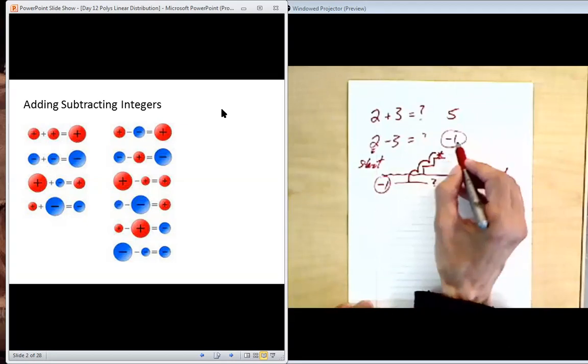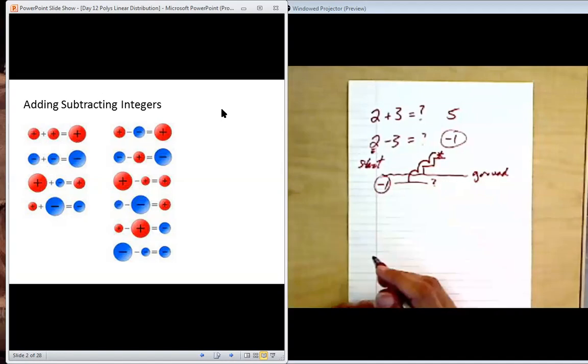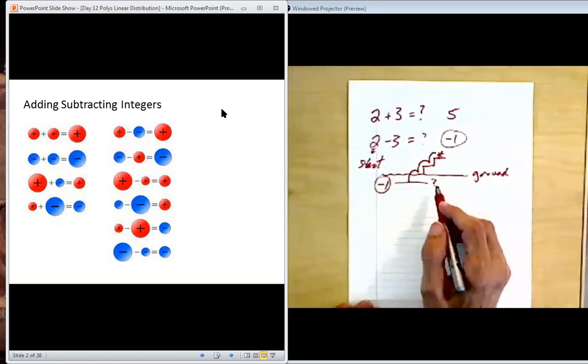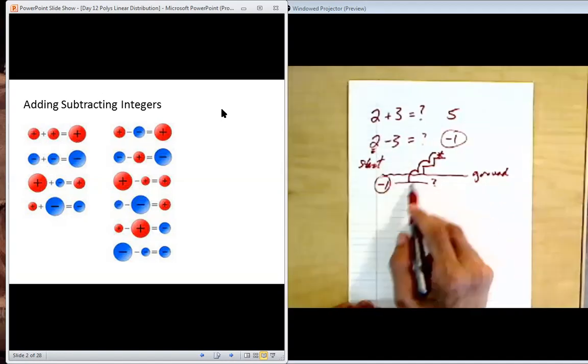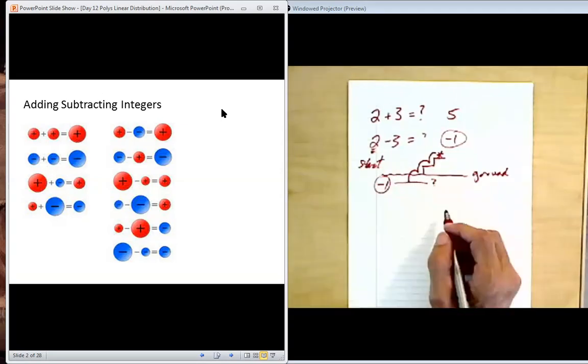If you don't like stairs, you can have a ladder on a house. The ladder goes underground. Okay? But this is not a bad model, not a bad picture for this type of question. Okay?